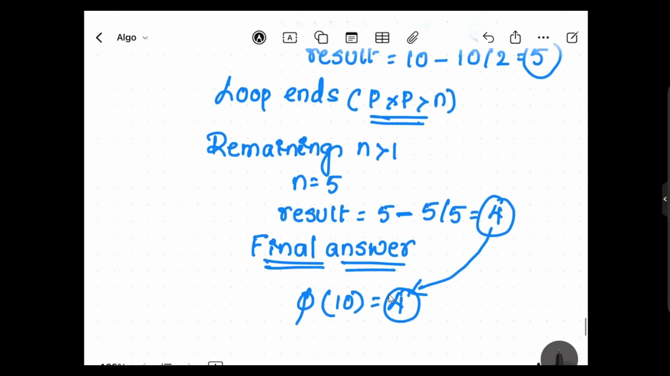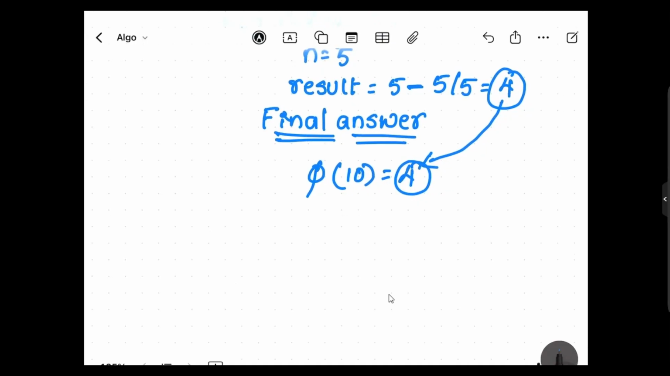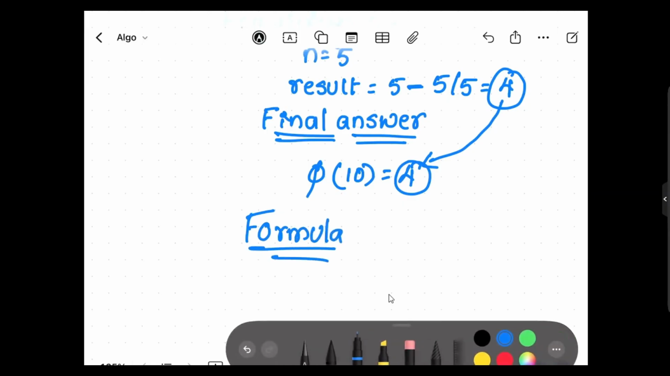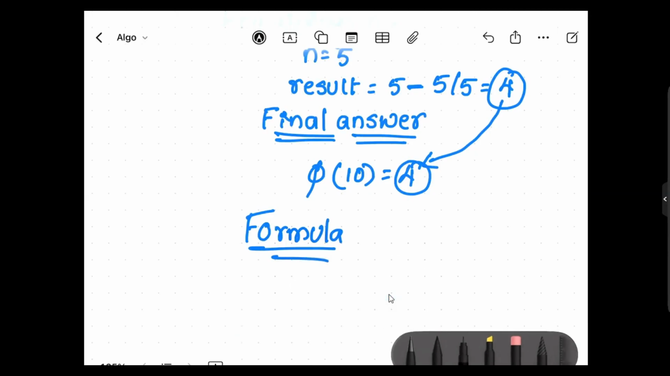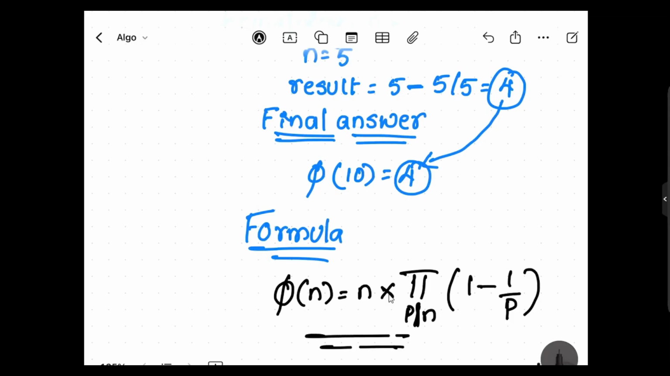So the key formula that we have made use of here is this formula. Phi of n here is nothing but the totient function. I can represent it in this way: n into the product over p dividing n of 1 minus 1 by p. So this is the main formula behind the code.